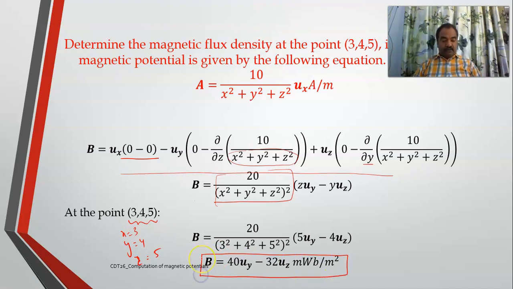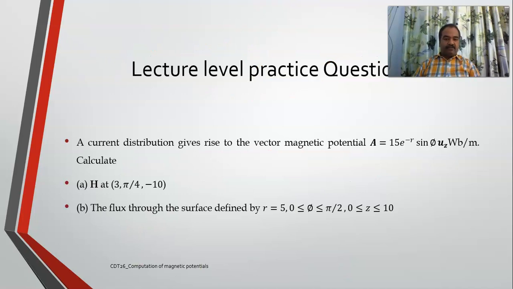Okay. So I hope that you have now understood how to obtain different quantities when magnetic potentials have been given for us. Okay. So try to solve this problem at home and come back tomorrow. We'll discuss more problems in the class.